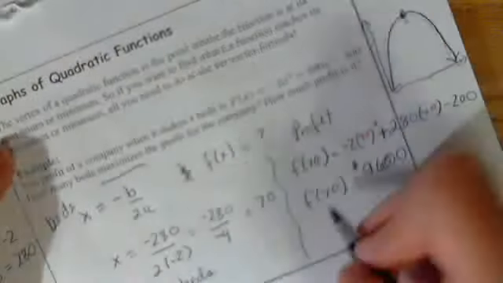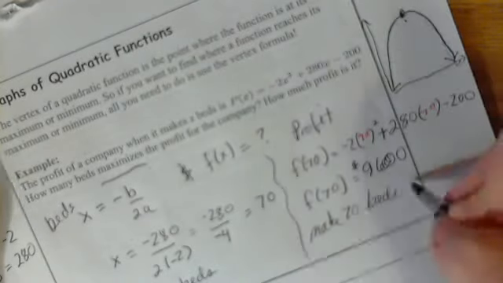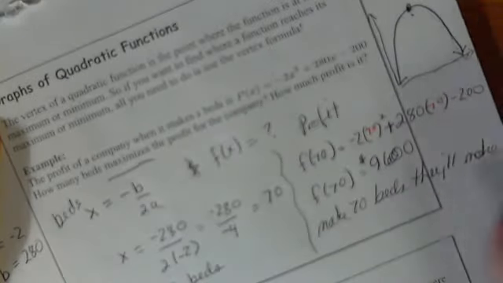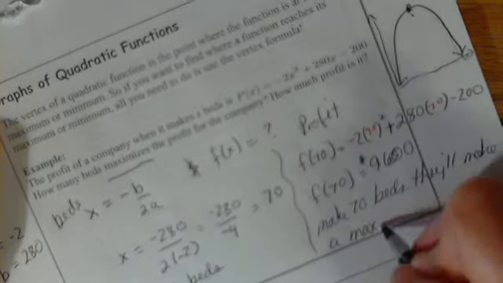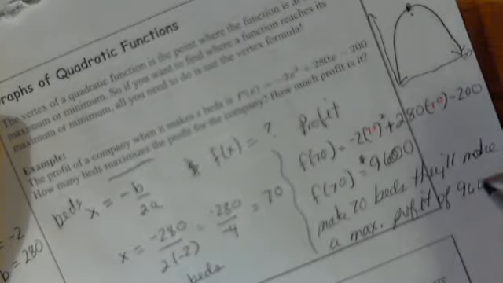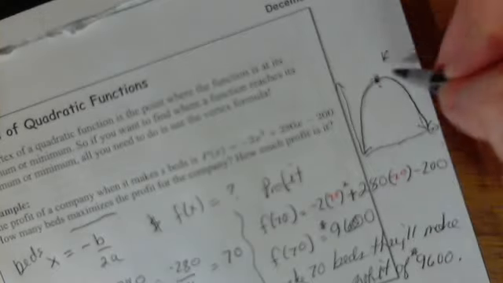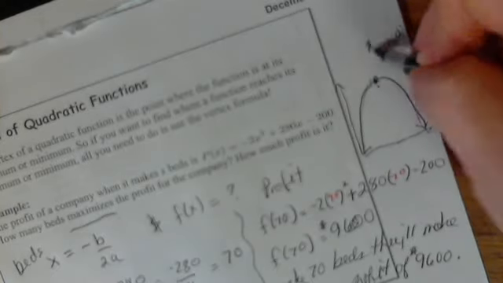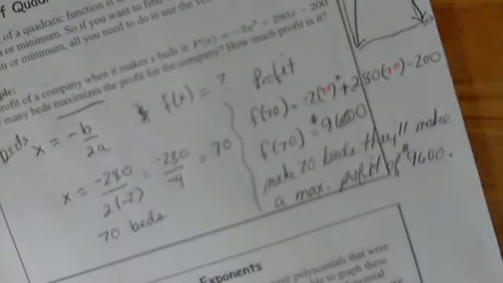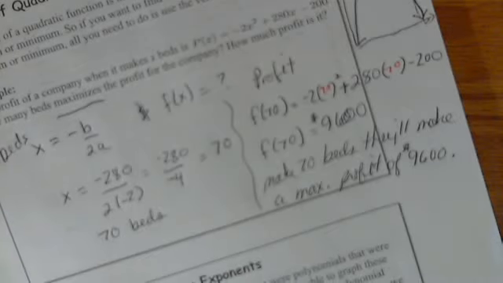So what I've just found out is if they make 70 beds, they'll make a maximum profit of $9,600. If they make any less than that or any more than that, the profit will be less than $9,600. Pretty cool that we can use quadratic functions to solve a maximum or minimum problem.